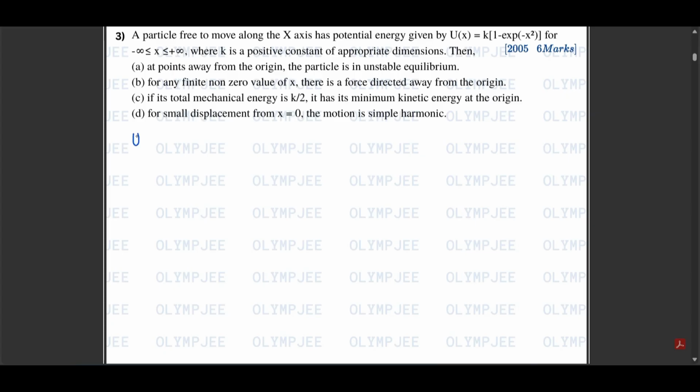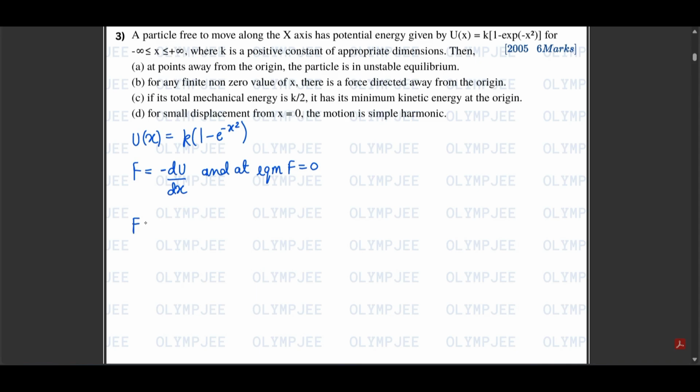So U, the potential energy as a function of x, is given as k times 1 minus e raised to power minus x square. So we know that at equilibrium the force is equal to 0, right? That is the condition for equilibrium. And we also know that force is equal to minus dU by dx. And at equilibrium, force is equal to 0. So we can find the points of equilibrium by equating force as equal to 0. But first we need to find the equation of force. For that we'll do dU by dx and put a minus sign.